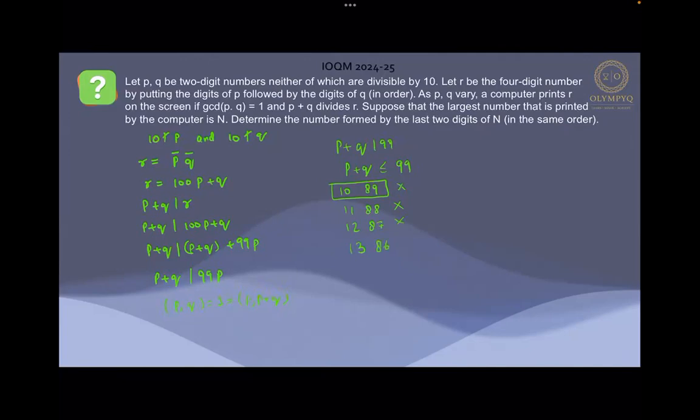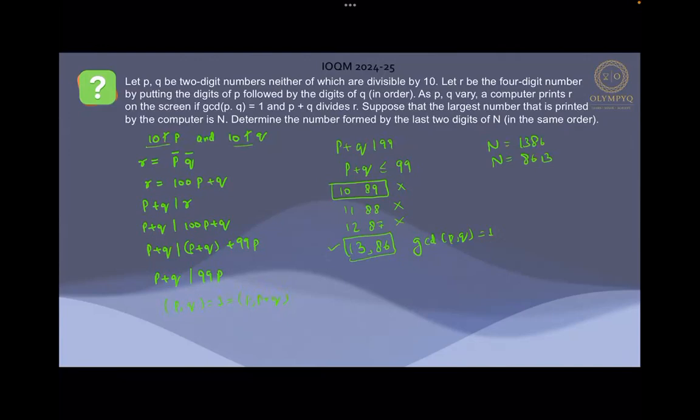86. So for 13 comma 86, the GCD of P and Q is equal to 1, and all the other conditions, that is 10 does not divide P and 10 does not divide Q, are also satisfied. Therefore, the number will be framed as either 1386 or 8613.